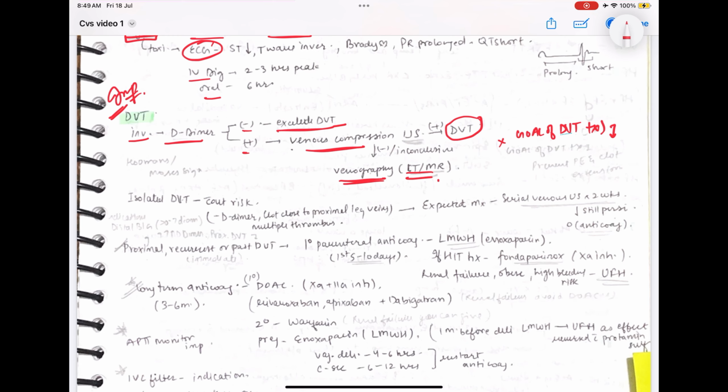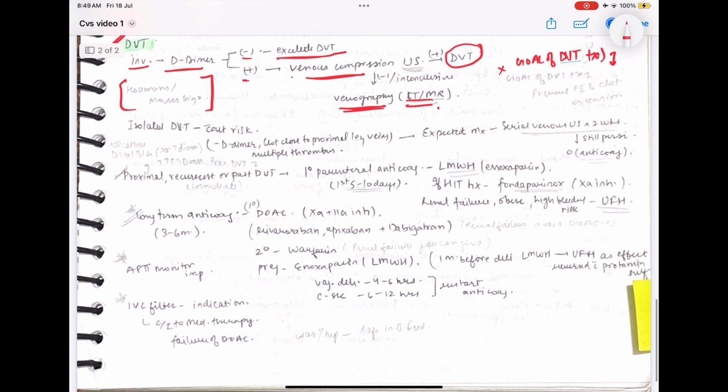Now we have different scenarios for it, and one important thing, that Homan's sign and Moses sign would be seen in the patient. Now if the patient is having isolated DVT, that means the patient is without risk factors. So what are the risk factors? The patient is positive D-dimer and the clot is proximal to the leg veins. So if these features are absent, that means the patient is not at risk. So for that, we'll have to do expectant management, that is serial venous ultrasound for 2 weeks, and if the DVT is still persistent, then oral anticoagulants will have to start.